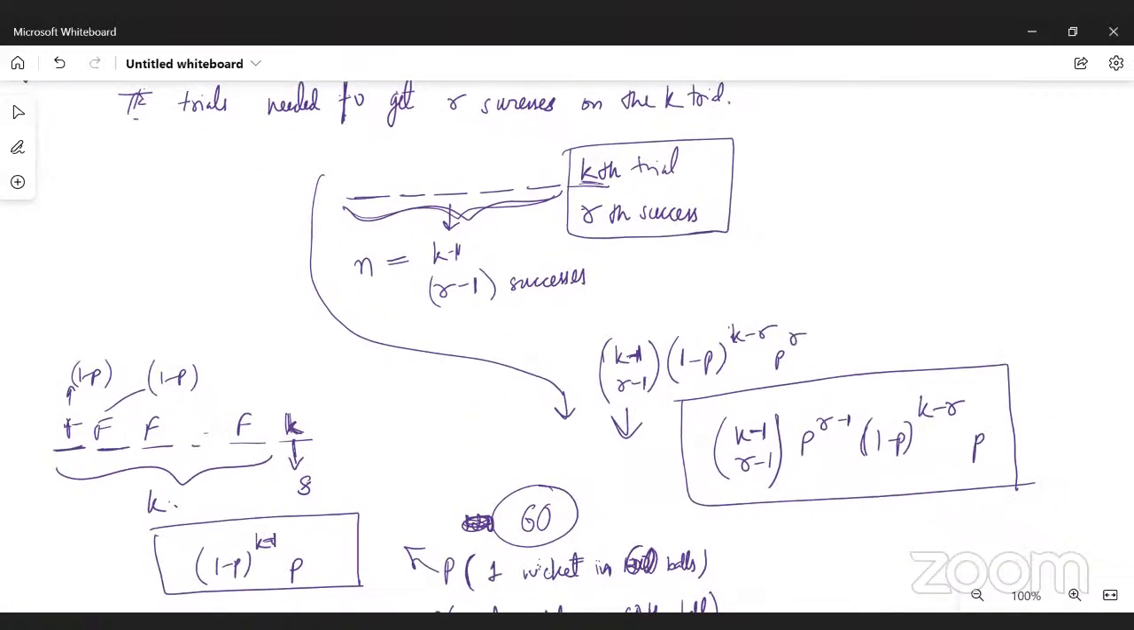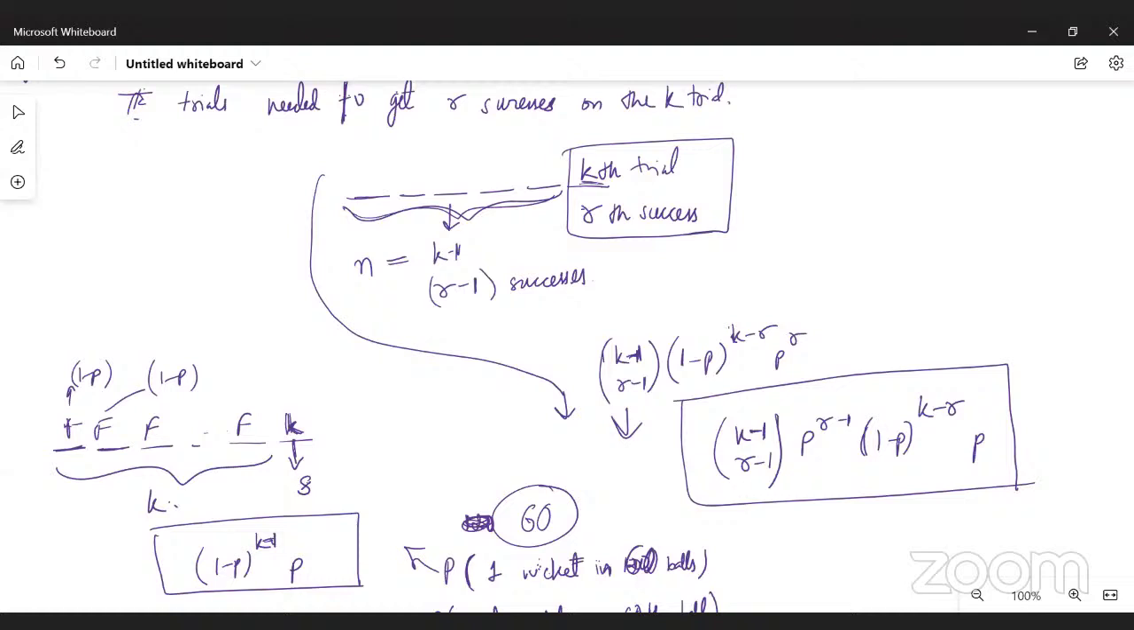So each of the trials is a Bernoulli P trial, and all are independent. So in the first K minus 1 trials, you should have R minus 1 successes. So basically these first K minus 1 trials are nothing but a binomial distribution. Okay? So how do you write the distribution of a binomial? It is n choose k. So n in this case is K minus 1.